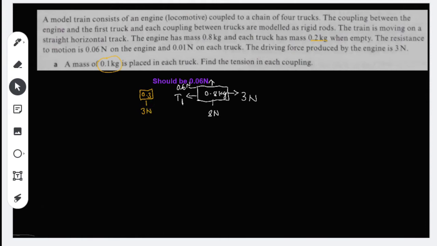Then this is your T sub 2 or the tension 2. That will be your T sub 2 or the tension 2. And then what is the resistance given? We have here the resistance on each truck based on the problem, which is 0.01 Newton. Okay, that will be the resistance. And then we will have here at the same time our T sub 2.